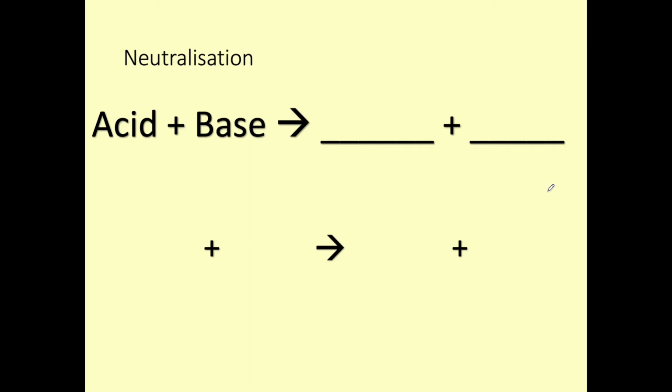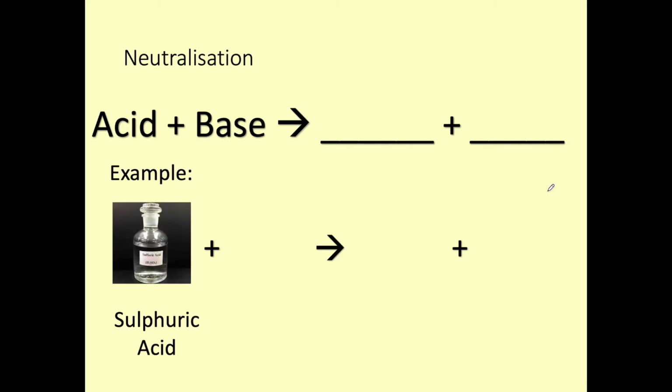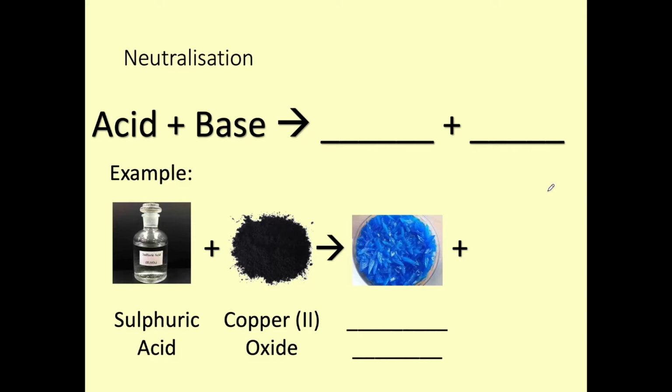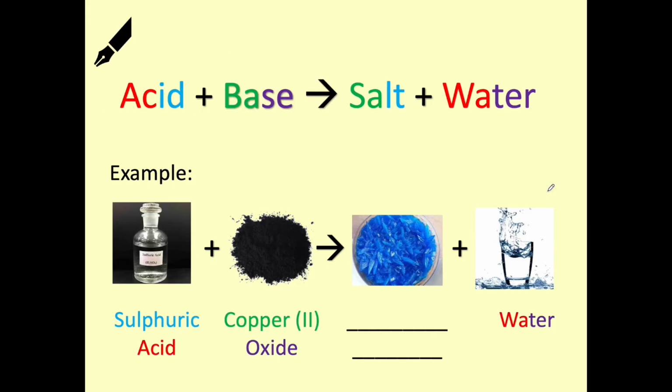So what we can now look at is our neutralization reaction. Acid plus base. What do we think it's going to make in a neutralization reaction? We can look at an example. Sulfuric acid and copper oxide is going to make this blue substance and water. This blue substance is actually also a salt. So as well as acid and alkali making salt plus water, because bases are very similar to alkalis, they actually react in a very similar manner. So both these neutralization reactions form a salt and water.